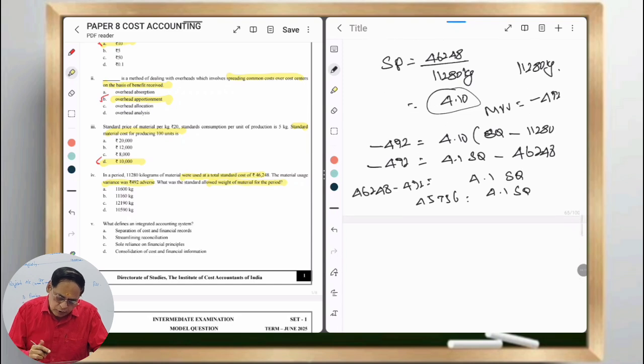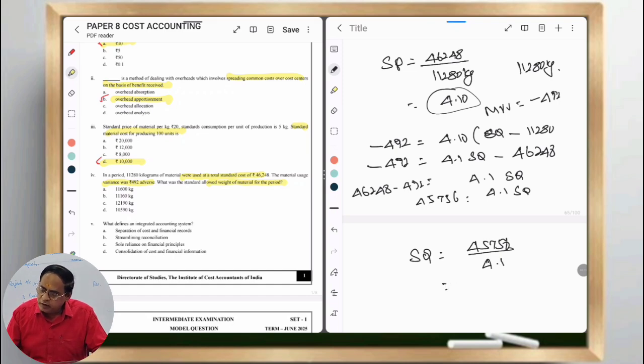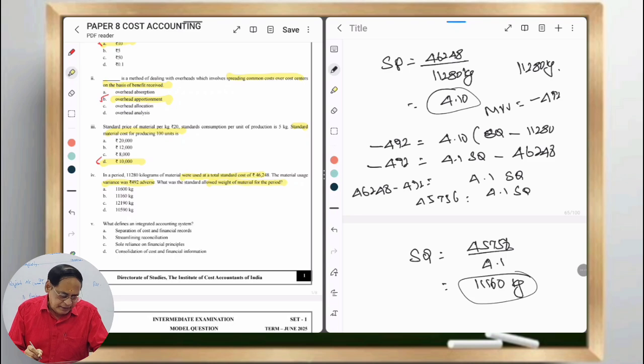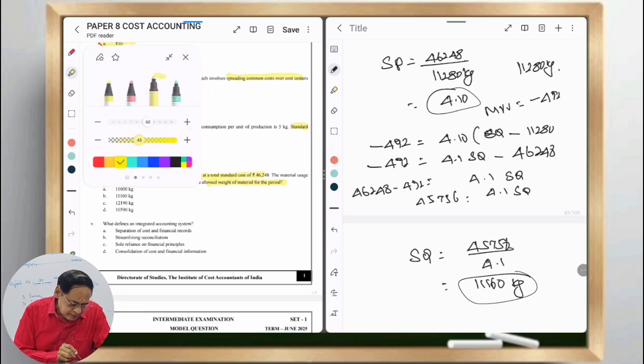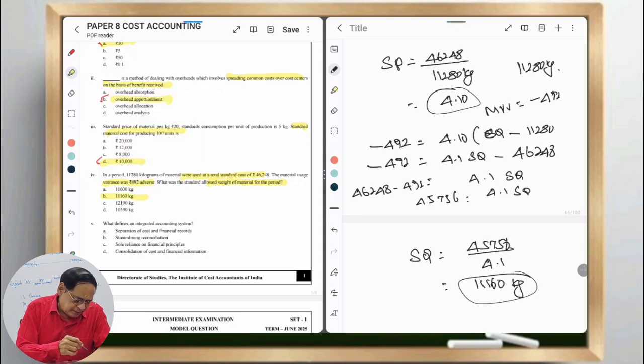So SQ equals 45,756 divided by 4.1. Divided by 4.1, the answer is 11,160 kg. So the standard quantity is 11,160 kg. So answer B is the correct answer. Please make note of it. Answer B, 11,160 kg.